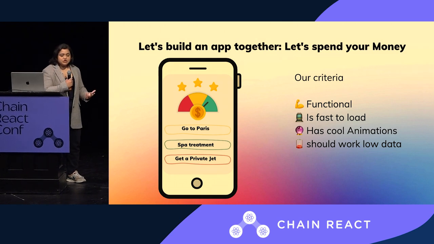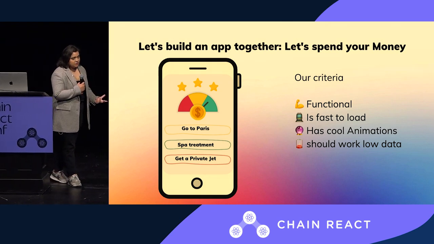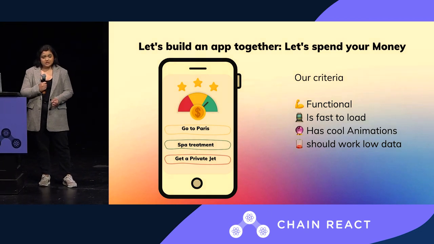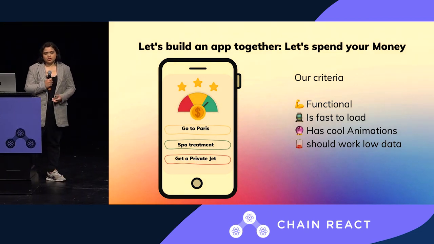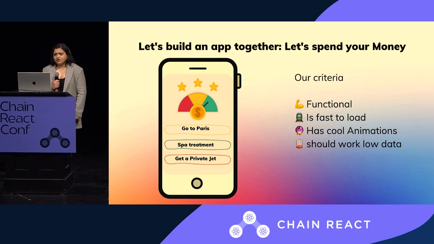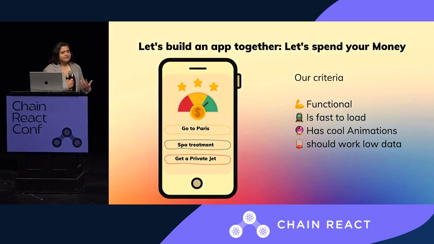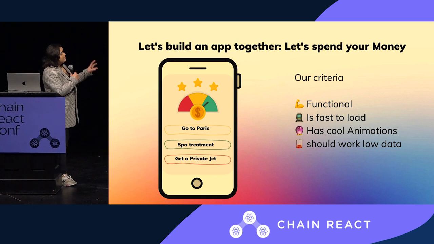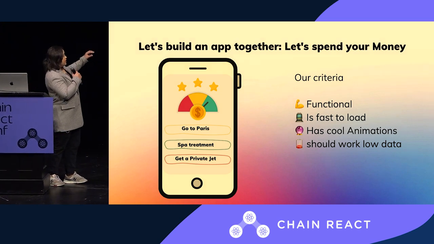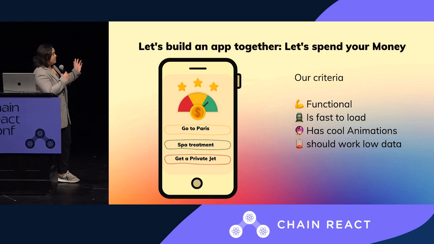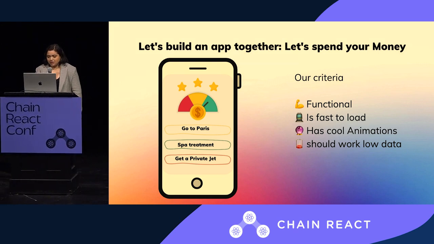One is that our app needs to be functional. It should be fast to load and have really cool animations. So we definitely care about performance. And lastly, it should also work on low data. So even if your battery is low, or even if you don't have the fastest internet possible, it should work as well. Based on how much money you have, this app is also going to generate a list of insights. For example, go to Paris, get a spa treatment, get a private jet, and so on.